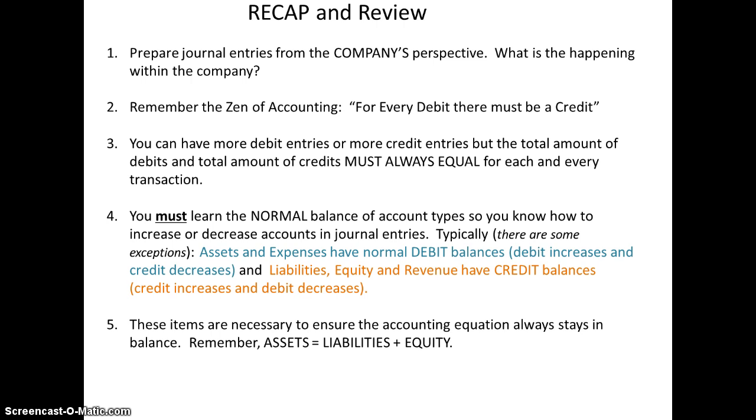So let's recap. We prepare journal entries from the company's perspective. What is happening within the company? What is the company getting? Remember the Zen of accounting. For every debit, there must be a credit. You can have more debit entries or more credit entries, but the totals must always agree. You must understand the normal balance of accounts. Assets and expenses have normal debit balances. Debits increase, credits decrease. Liabilities, equity, and revenue typically have credit balances. Credits increase and debits decrease.